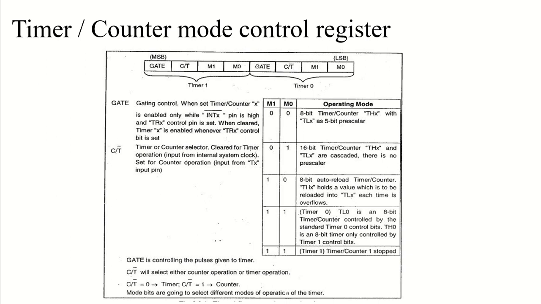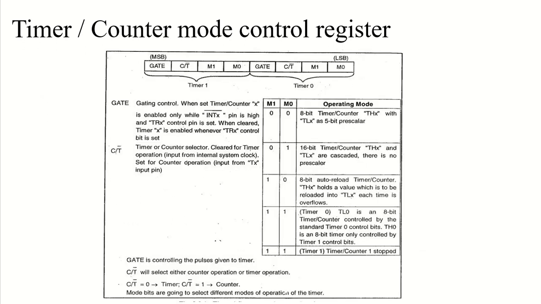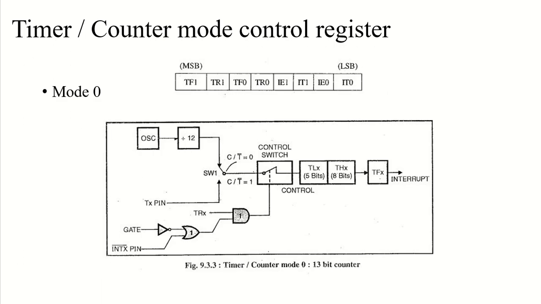So, see, the gate is controlling the pulses given to the timer, and CT is performing the same thing as we discussed earlier. Now let's see the mode control registers. Before we go to the mode control registers, let's see the basics, because basically this was the mode control register, but let's see each register one by one.